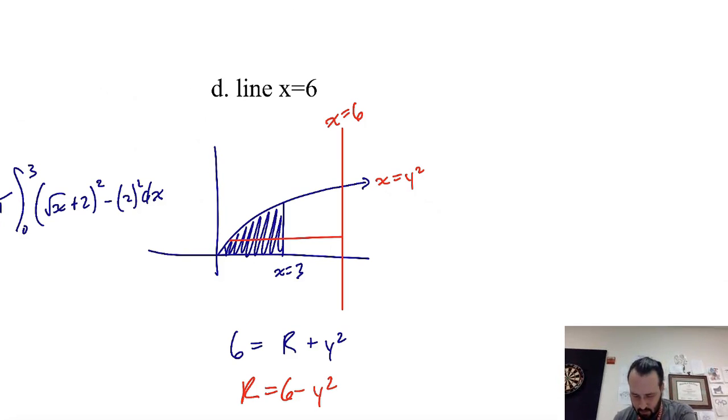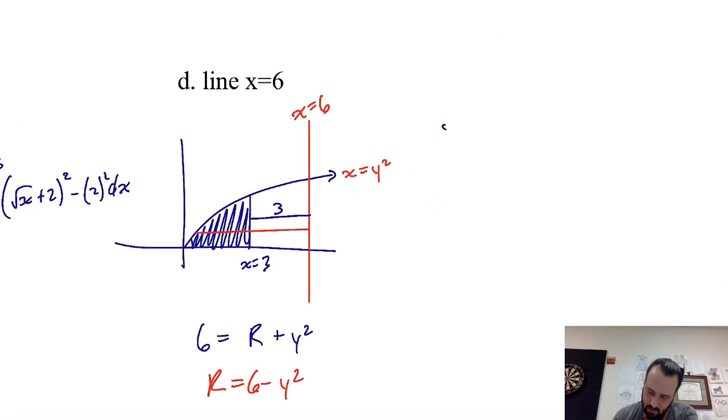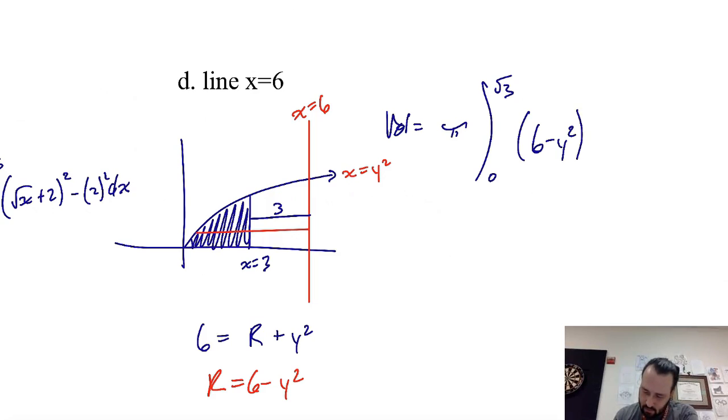All right, and the little radius, that's all just 3 units away, so the little radius would just be 3 there. So if I'm writing this, I have pi. I already determined that that's 0 to root 3. The volume equals this, from 0 to root 3, of the big radius squared, so 6 minus y squared squared, minus the little radius squared, which would be 3 squared, and I'm doing it in terms of y this time.